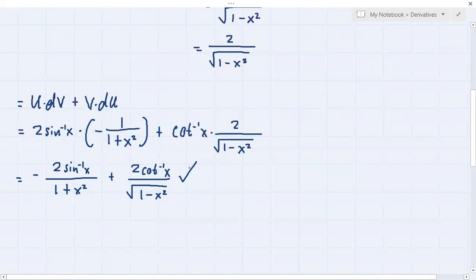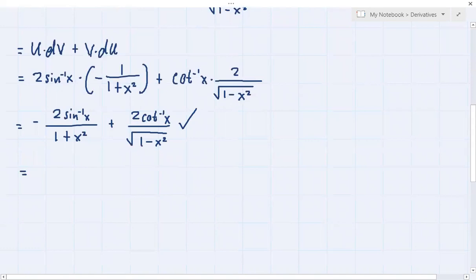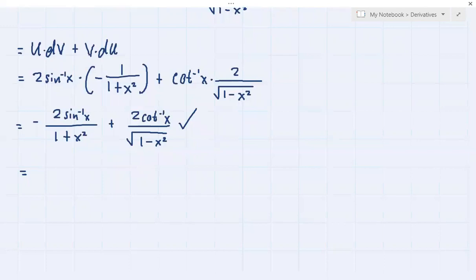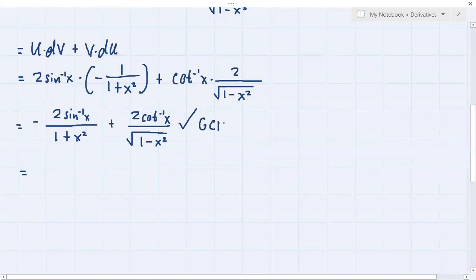So this can already be your final answer. Or, we can simplify this one. The first term is negative arcsine x all over 1 plus x squared, and then we have 2 times arccotangent x all over the square root of 1 minus x squared. We can factor out 2 in this expression because both are divisible by 2, which is the greatest common factor of the two. Or negative 2 if you like. It's up to you. For me, I'll choose 2.